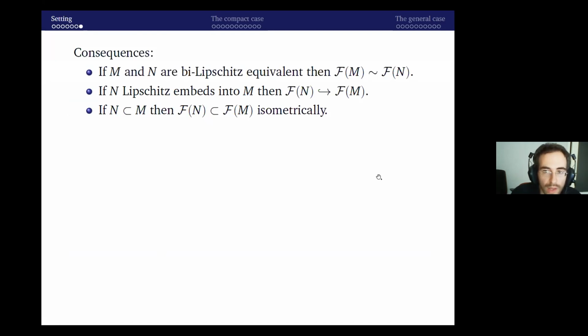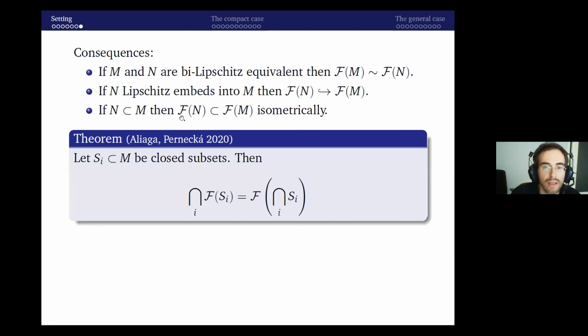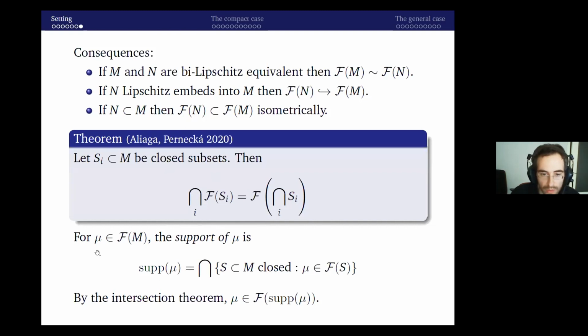One non-trivial observation about this is that these subspaces, the Lipschitz free spaces over subsets, are closed under intersections. If we consider the intersection of the free spaces over some family of sets, then this is just the free space over the intersection of these sets. Based on that, we can define the support of an element of a free space like this: it's just the intersection of those sets such that our element mu belongs to the free space over that set.